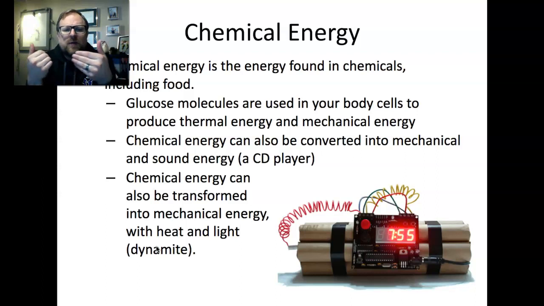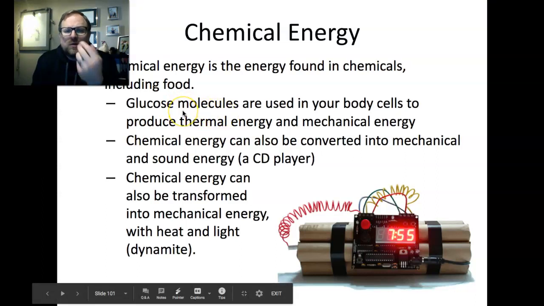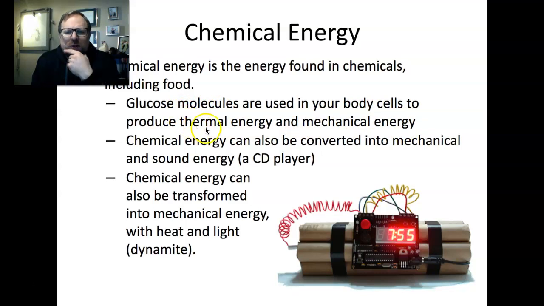It's the energy that's found in chemicals, including food. So we already talked about this. Glucose molecules, which are sugar molecules, are used in our body cells to produce thermal energy and mechanical energy. So when we take a glucose molecule and we break it down through the process of cellular respiration, that energy in the glucose molecule is gradually released, and what happens is we release a little bit of heat energy, thermal energy, and some kinetic energy or mechanical energy that allows us to do work with it.